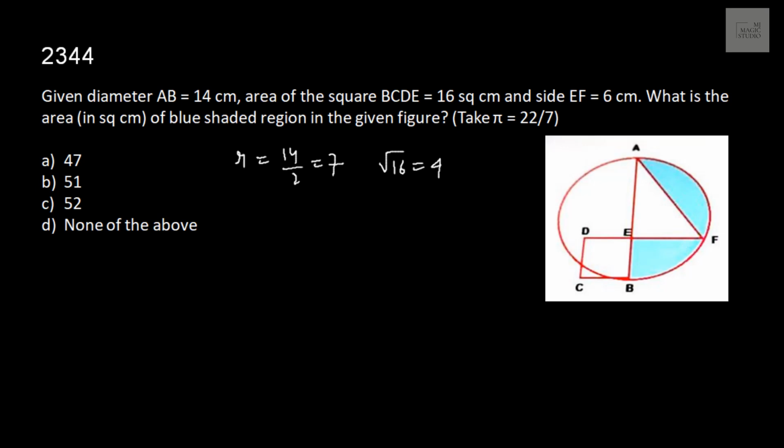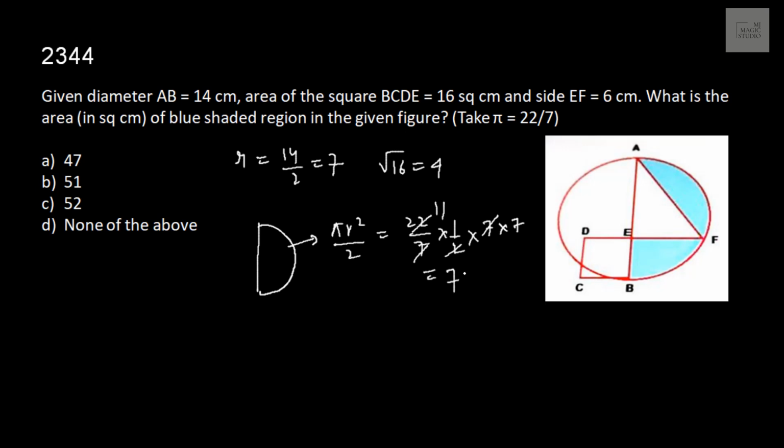If you can see that AB is the diameter, that means the entire AFB is the semicircle. So the area of this semicircle is pi r square by 2. That is 22 by 7 into 1 by 2. And r is 7 into 7 into 7. That will give me how much? 77. So the area of the entire semicircle is 77 square centimeter.